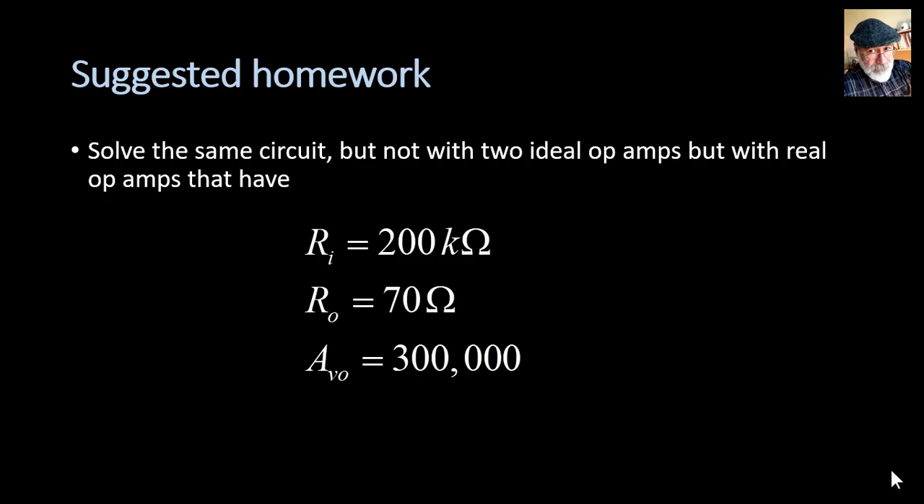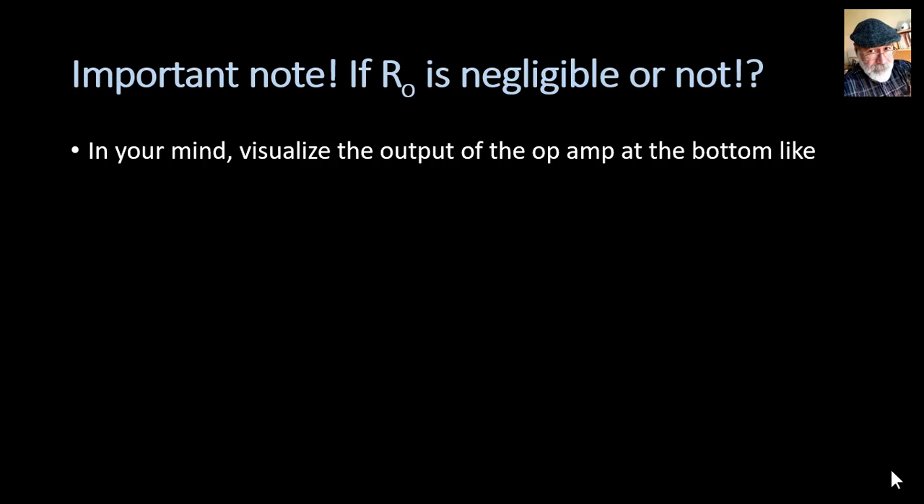Suggested homework. Solve the same circuit, but not with 2 ideal op-amps, but with 2 real op-amps that have these parameters. Input resistance, 200 kilo ohms, output resistance, 70 ohms, and open loop voltage gain, 300,000. Good luck with that.